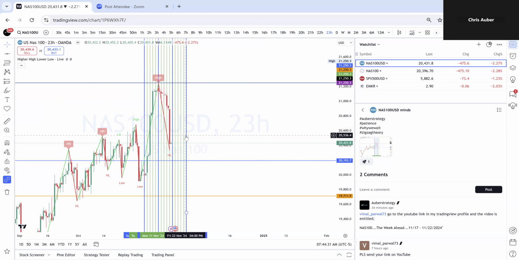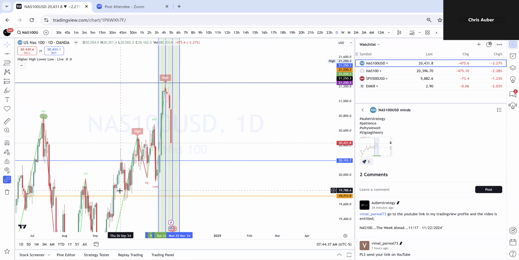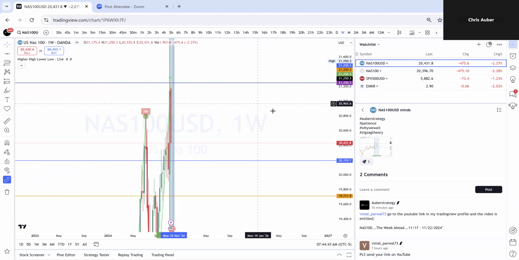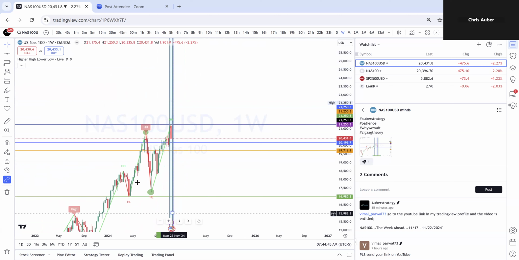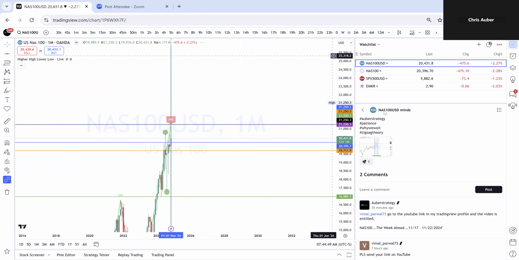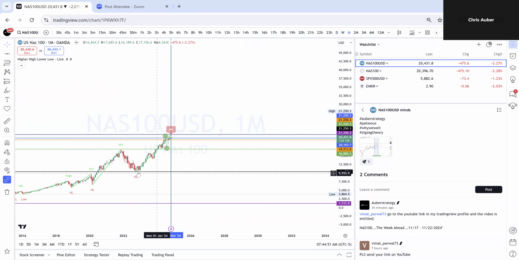Structure has not been broken. It's still making higher lows, higher highs. You look at the daily, it's still making higher lows, higher highs. You look at your weekly, it's still making higher lows, higher highs. You look at your monthly, it's still making higher lows, higher highs. The trend is still intact, okay?